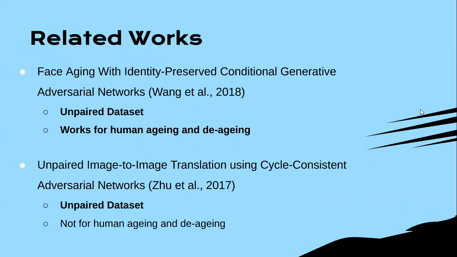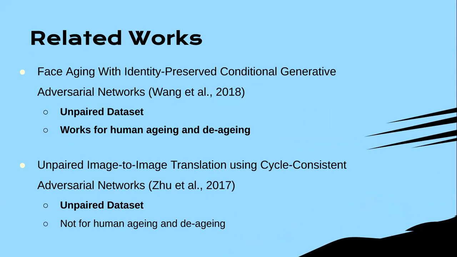We were mainly inspired by three papers. The first of them was Face Aging with Identity-Preserved Conditional Generative Adversarial Networks, which worked on unpaired datasets, meaning that we should not need two images of the same human. However, we should give it a lot of senior humans and a lot of teen or young humans, and it will automatically learn it. Also, we took inspiration from Unpaired Human Image to Image Translation using Cycle-Consistent Adversarial Networks, which worked on an unpaired dataset.